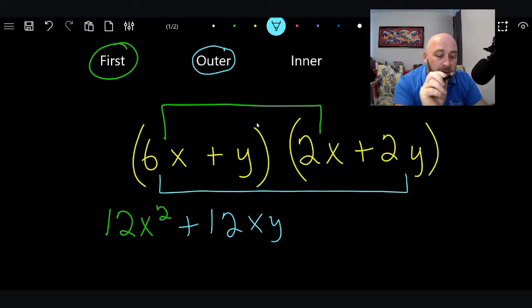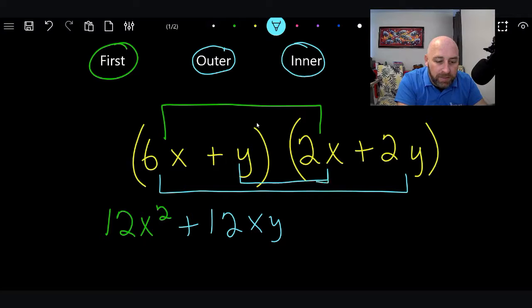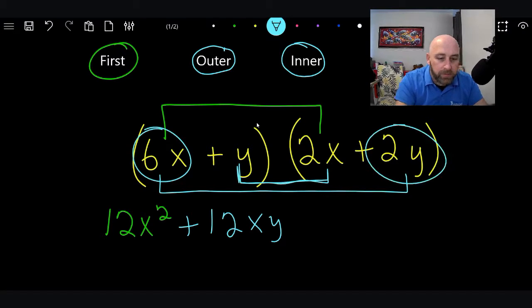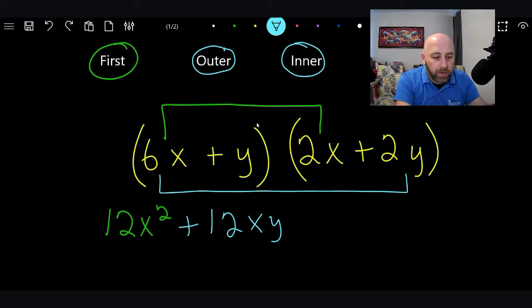Now, for a reason that you'll see in just a second, I'm going to stay with the blue here, and we're going to do the outers and the inners both in blue. So now what does inner mean? Well, let's come down here and do these inside ones. We just did the outside ones, okay? And now we're going to do the inside ones.